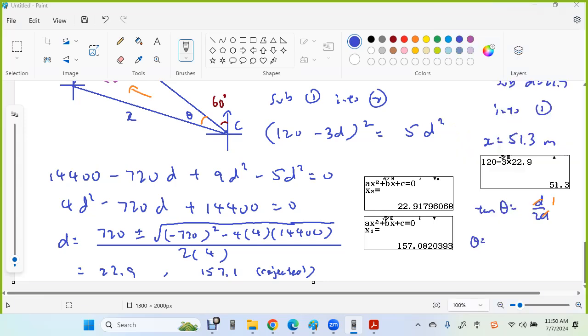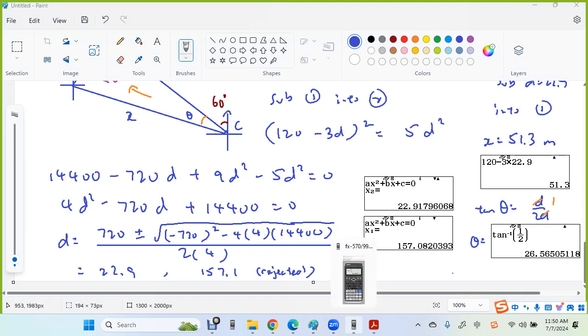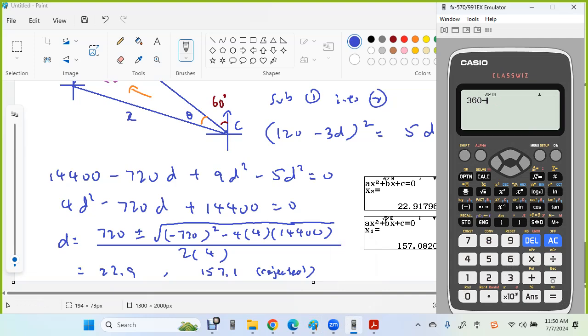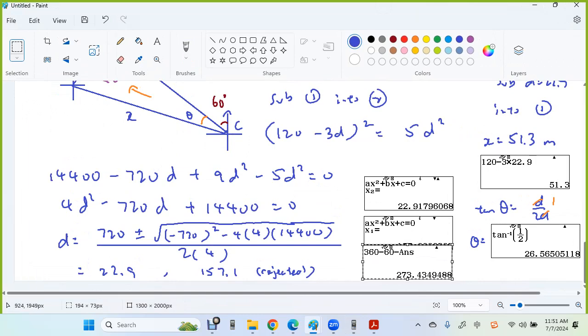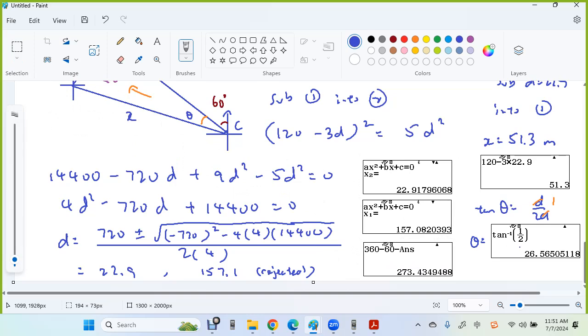Then it's 26.6 degrees. So the bearing will be 360 minus 60 minus the answer that we get here, so it's 273. Okay, so the bearing will be this. So the bearing is 273.4 degrees. Yes.